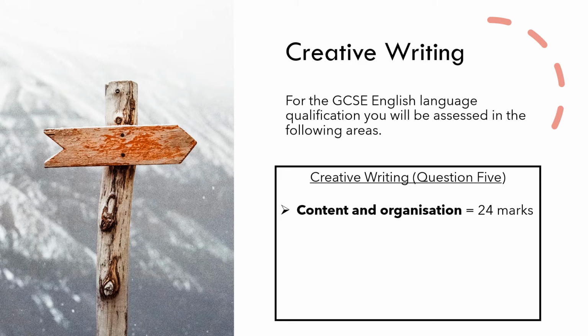For the GCSE English language qualification, you'll be assessed in the following areas. One of the biggest components we'll look at is content and organisation. This is worth 24 marks, and it will cover things like language techniques and structural techniques that you will use to make your writing seem more engaging to the reader.